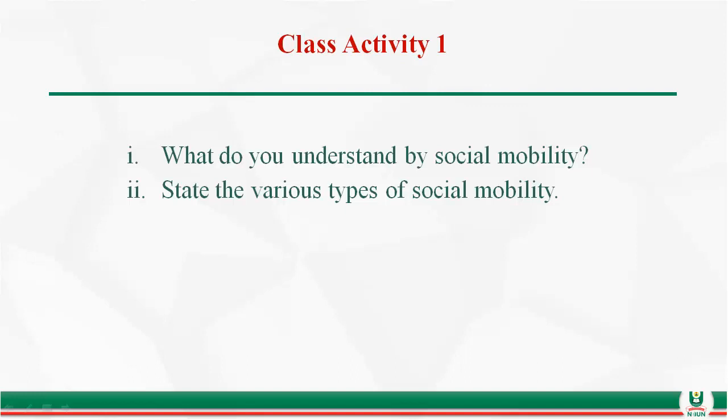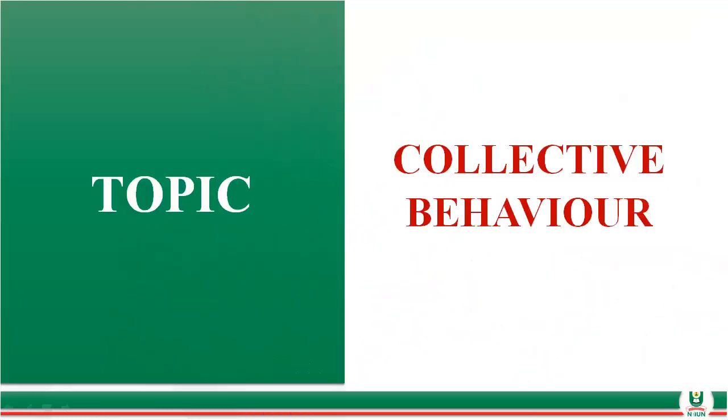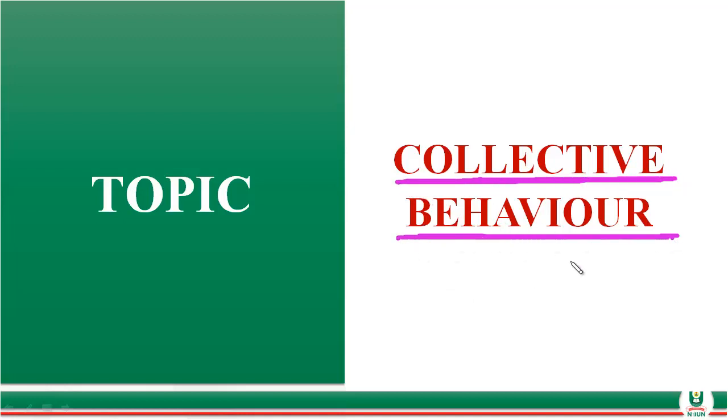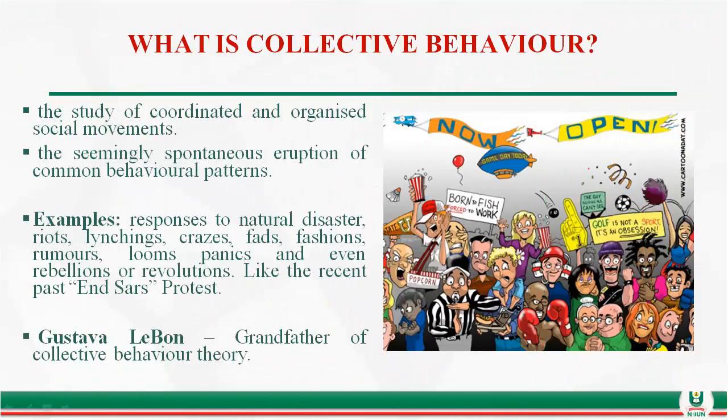Now let's move on to the second aspect of this lesson, which is collective behavior. By way of the nomenclature of this topic, you should be able to know that it entails behaviors that happen collectively. Everybody tends to behave the same. A good example is the NSAS protest. It was a collective behavior where everybody tended to behave the same. Now let's look at the definition of collective behavior. What is collective behavior?